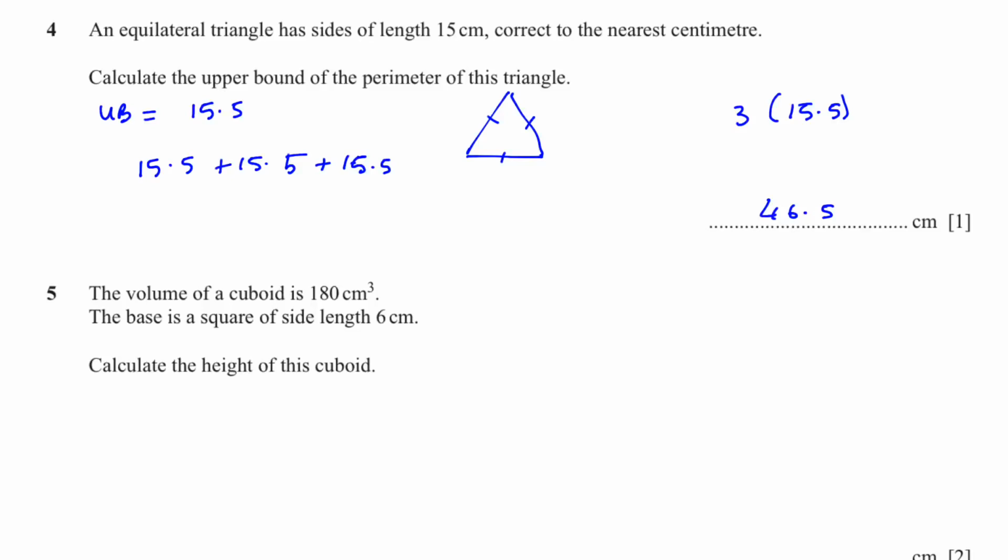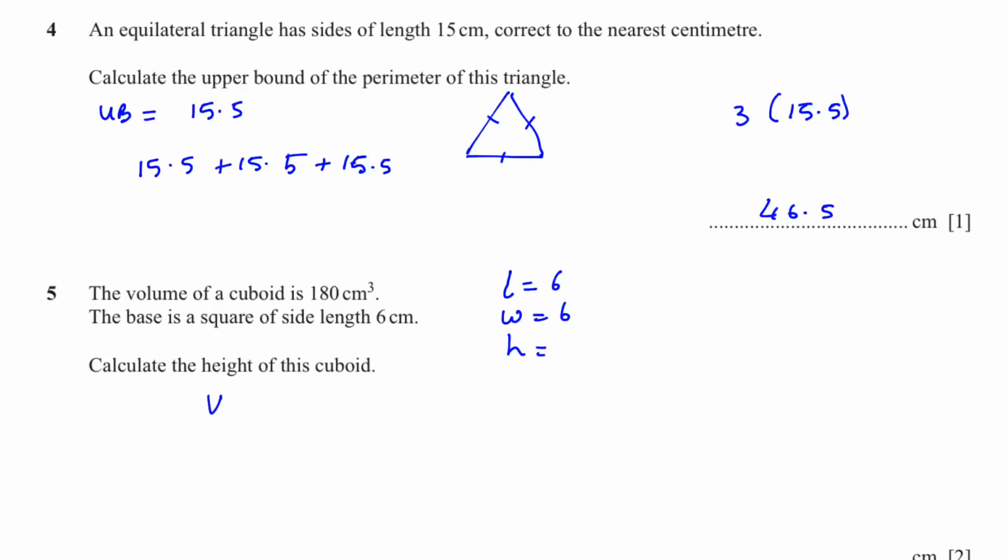Question number 5. The volume of a cuboid is 180 cubic centimeter. The base is a square of side length 6 centimeter. Calculate the height of this cuboid. So what do we have? We have got the length, which is 6. Because it is a square, your width is also going to be 6. And we have to find the height.